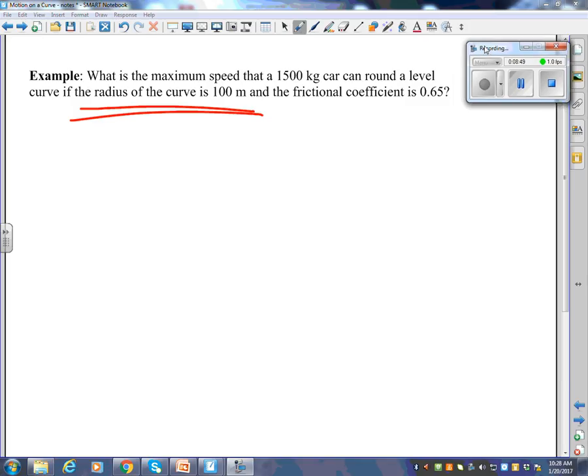Anyways, what is the maximum speed that a 1,500 kilogram car can round a level curve if the radius of the curve is 100 meters and the frictional coefficient is 0.65? Okay, well, what do we know? We know the mass, we know the R, and we know the mu is 0.65.